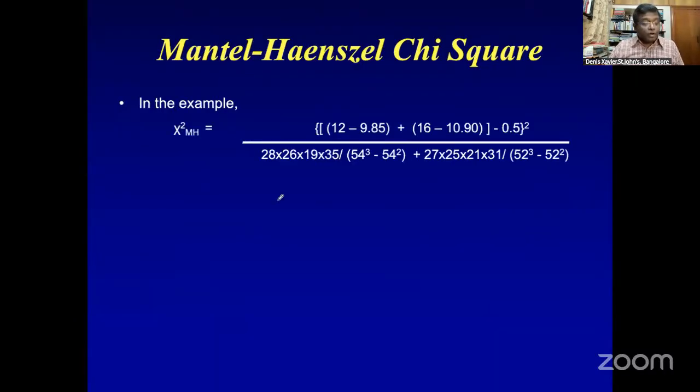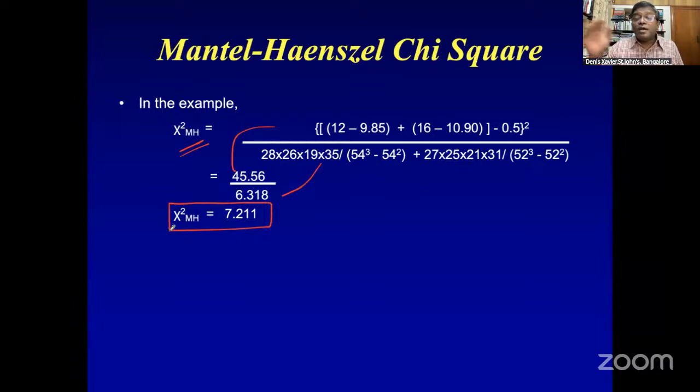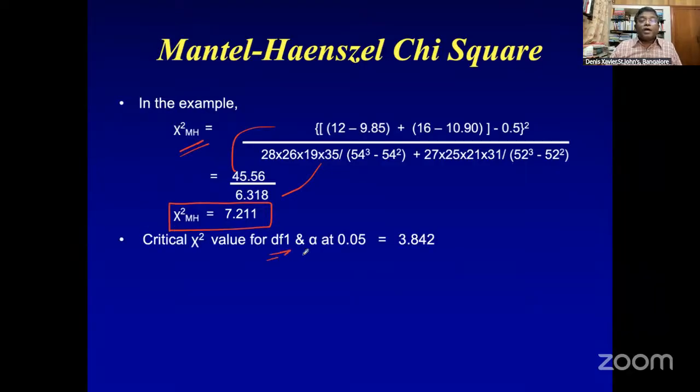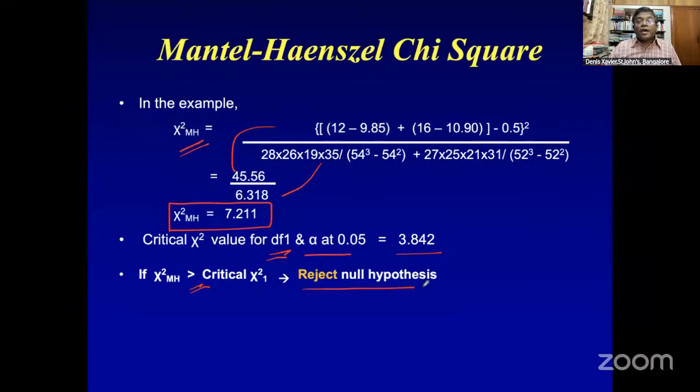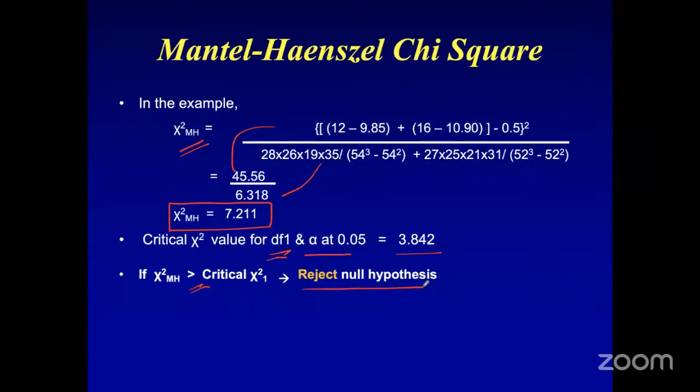So we compute all of this. Remember, we're talking of chi-square Mantel-Haenszel. We get this: numerator is 45 and denominator is 6.3. And then we get the chi-square Mantel-Haenszel, 7.21. And that is still greater than 3.84, remember. Again, degrees of freedom 1, alpha at 0.05 is 3.842 here. So your Mantel-Haenszel chi-square is greater than the critical chi-square. So we reject the null hypothesis. That means what? There is a difference.